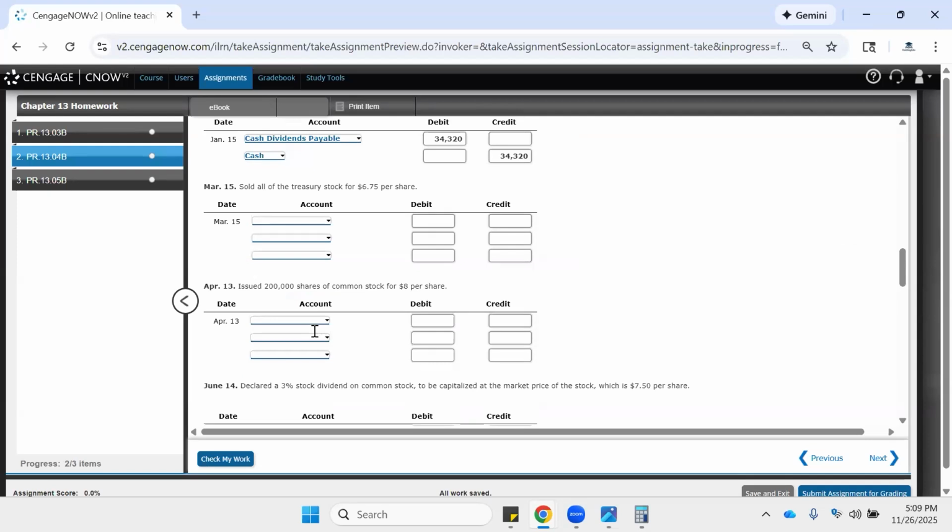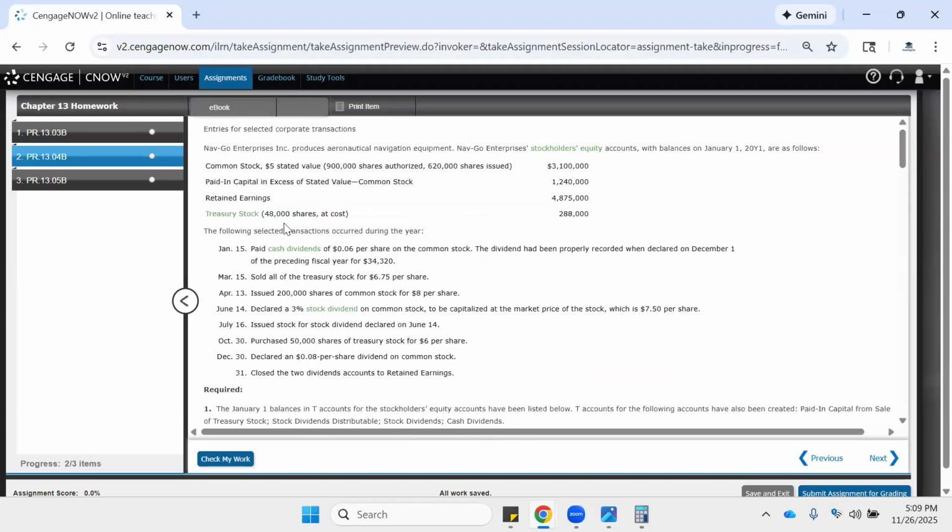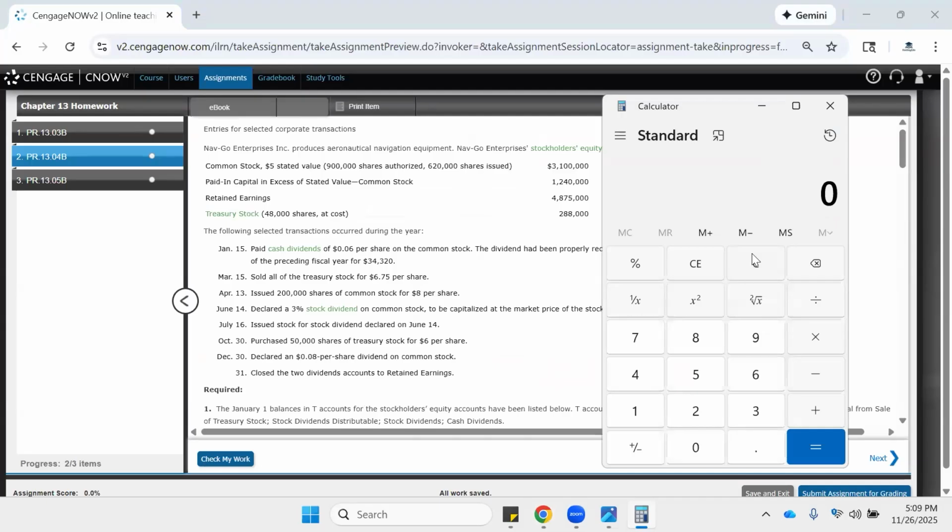On March 15th, we sell all the treasury stock for $6.75 per share. And we had 48,000 shares of treasury stock multiplied by $6.75, and we get $324,000.